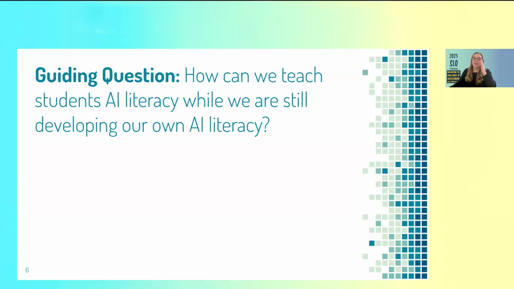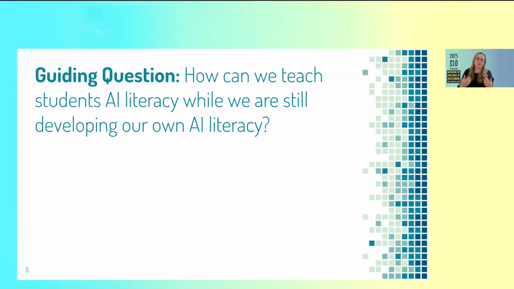And so I have this guiding question that I think has been really pushing me for the last several months, which is how can we teach students about AI literacy when we're still developing our own AI literacy? And I think it's actually quite a fundamental question because most of us, when we go into a classroom to teach students, we are already granted a position of authority, and not just authority in the eyes of the institution, our ability to meter out punishment and grades and things like that, but we're given a kind of academic and philosophical authority.